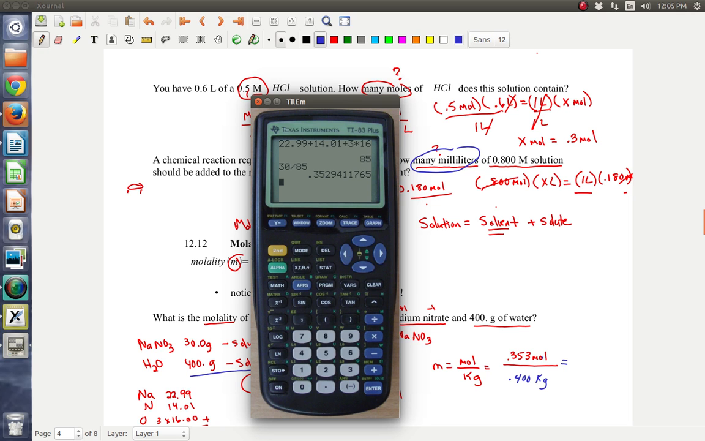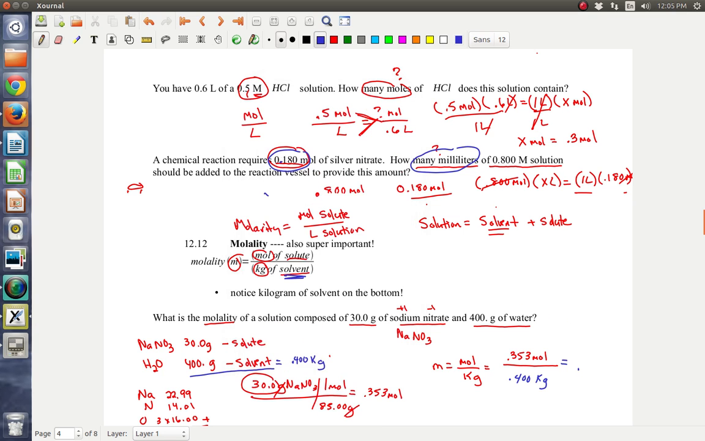All right, now let's go ahead and divide this out. 0.353 divided by 0.4. And I get 0.8825. And let's see, there's three significant figures, so 0.883. 0.883 will be my answer. 0.883 little m molal. So that would be the concentration or the molality of my solution.